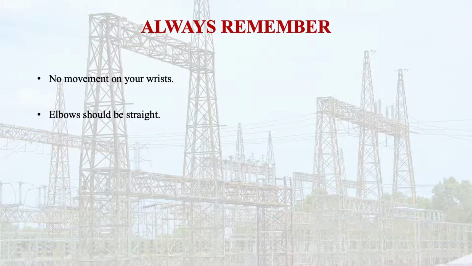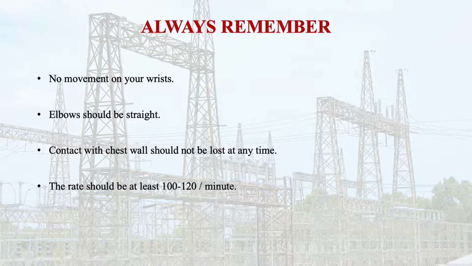Your wrist should not unnecessarily move, because the pressure you are applying from your shoulders to your wrist must be properly utilized to compress the chest. Elbows must be straight. You must keep contact with the chest wall with your hands and should not lose that at any time. The rate should be at least 100 to 120 per minute. It should be fast, it should be hard.